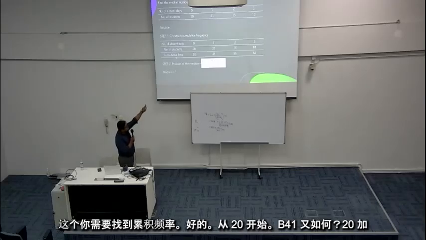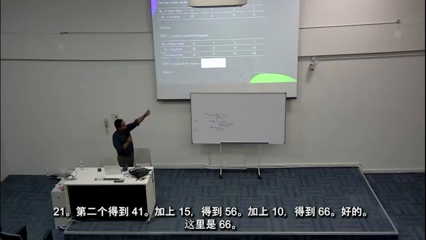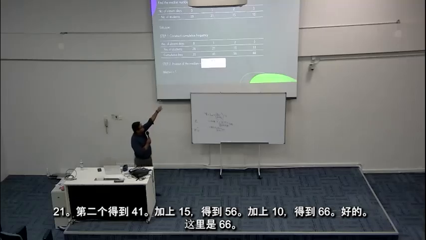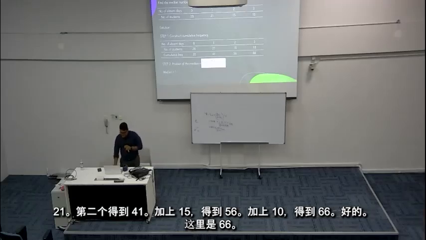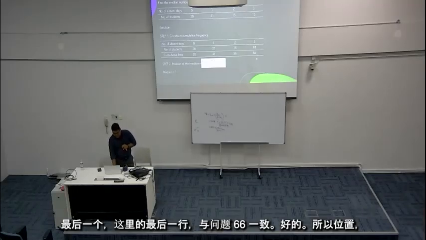Start with the 20. How can it be 41? 20 plus 21, the second, you get 41, plus the 15, you get 56, plus the 10, you get 66. Okay, 66 here. The last row here is consistent with the statement in the question, 66, alright?